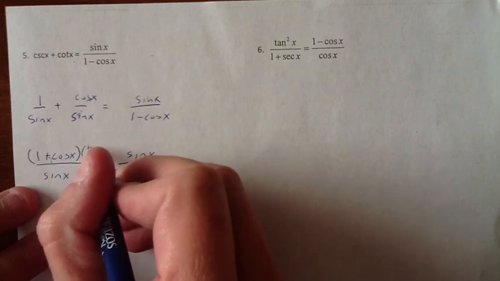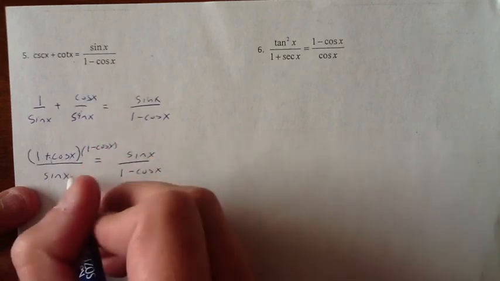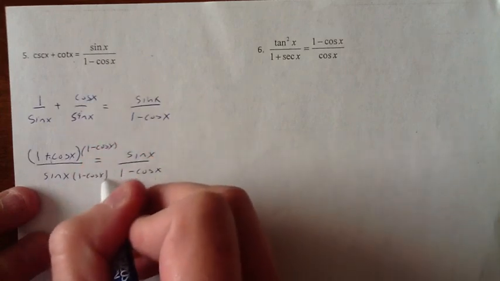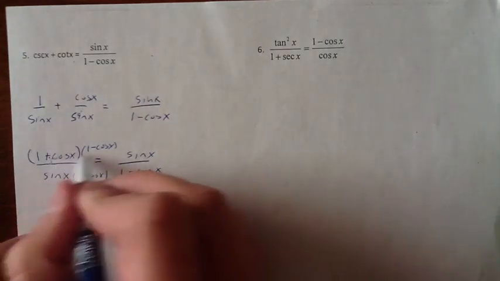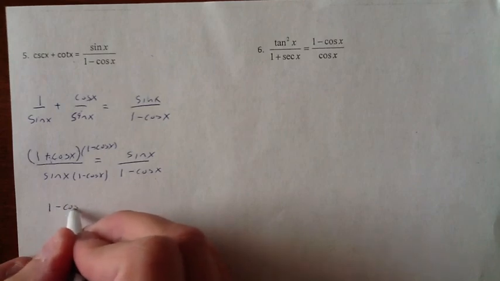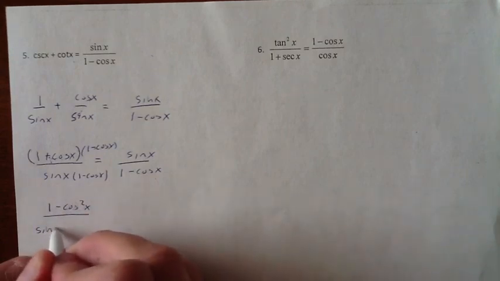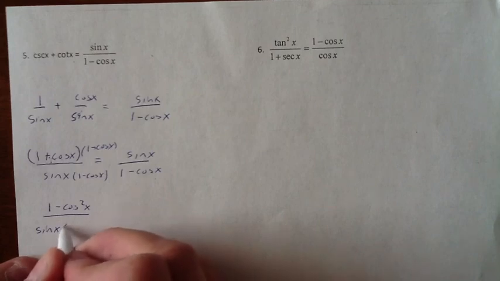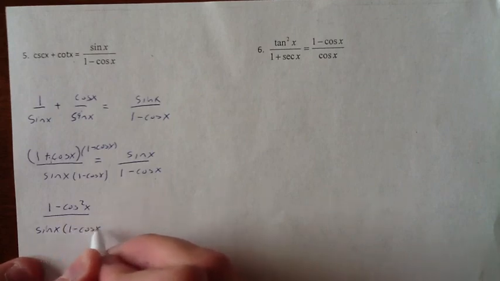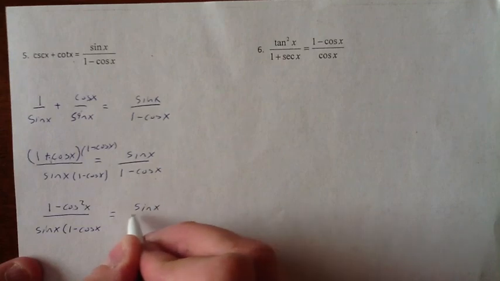Multiply top and bottom by 1 minus the cosine of x. 1 minus the cosine of x. On top, that's a difference of squares. We get 1 minus the cosine squared of x. On bottom, we get the sine of x times 1 minus the cosine of x, still equal to all of this.